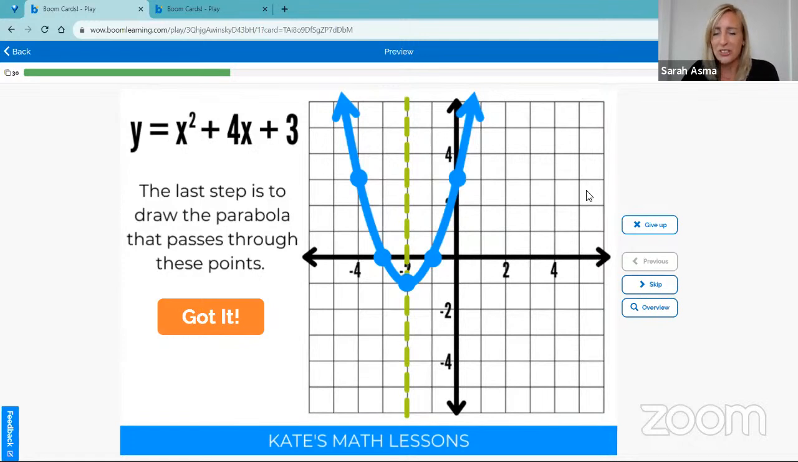So I hope that's helpful for you. I think in math, there's a lot of things that are similar to this where you've got a complex process, like using the quadratic formula or things like that. I love that Boom cards can break it down step-by-step so it's not so overwhelming for students.